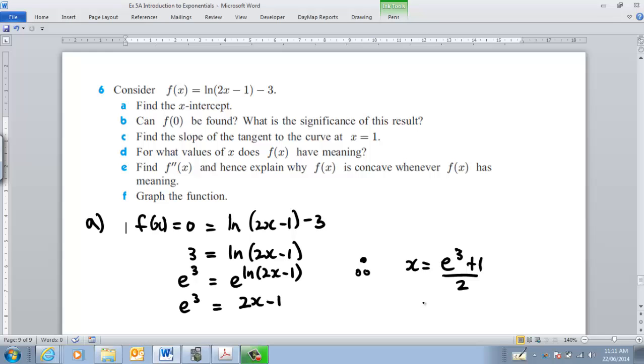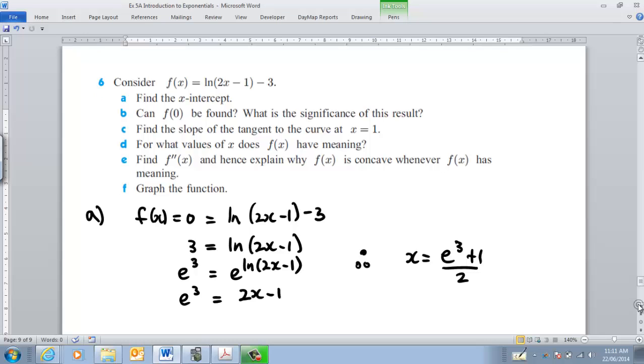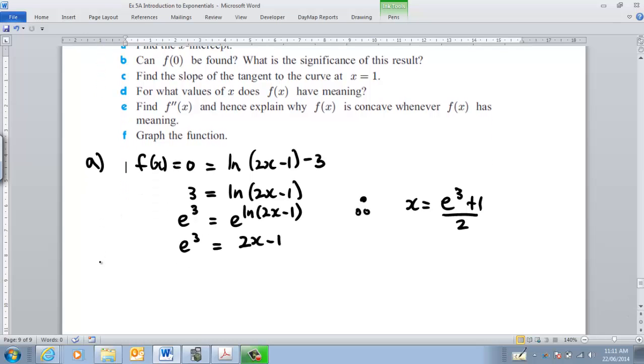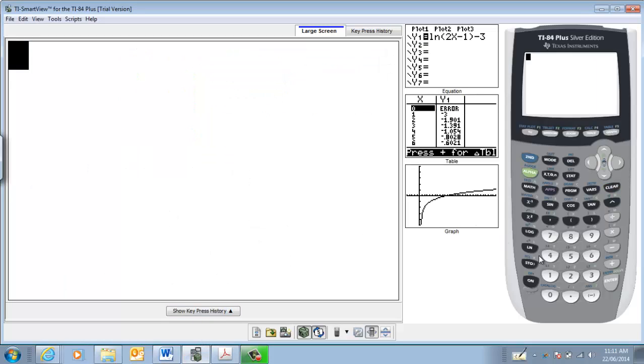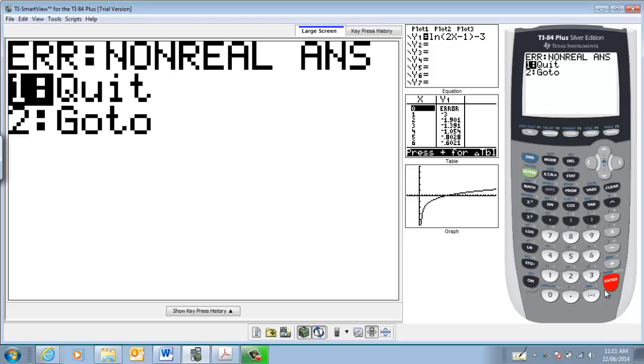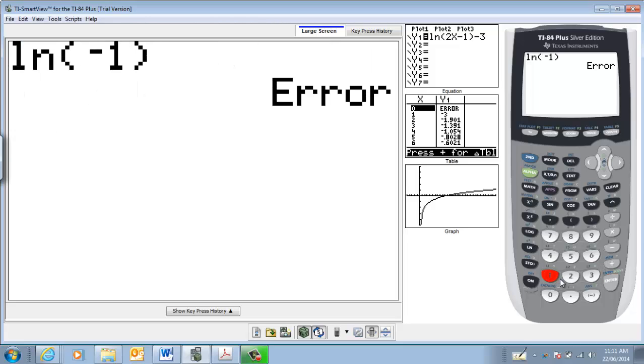So part B says find f of 0. Can f of 0 be found? What's the significance of this result? Now, one of the things that we need to consider when we're doing any graphing question, and I'll keep harping on it because I really want you to do this, is in fact to graph it. If we did that, that would be ln of 0 take 1 take 3, so ln of -1. You could go to your calculator and press in ln of -1 and go enter, and basically it won't find it.